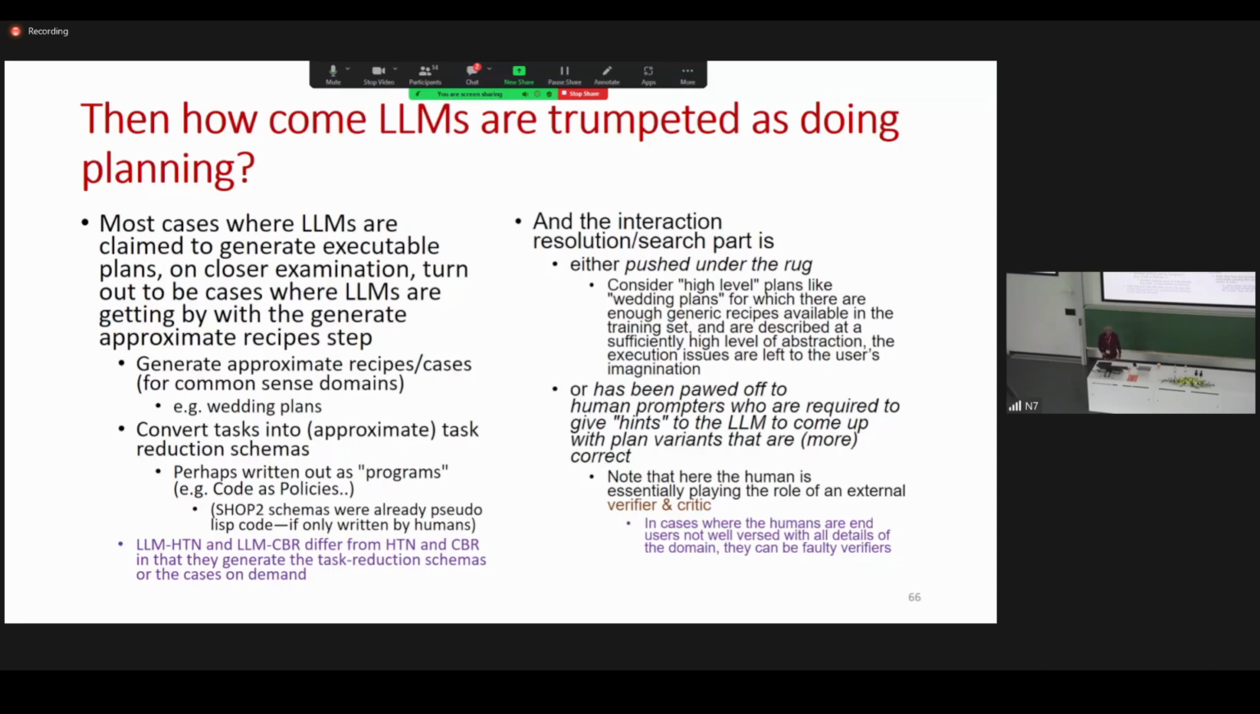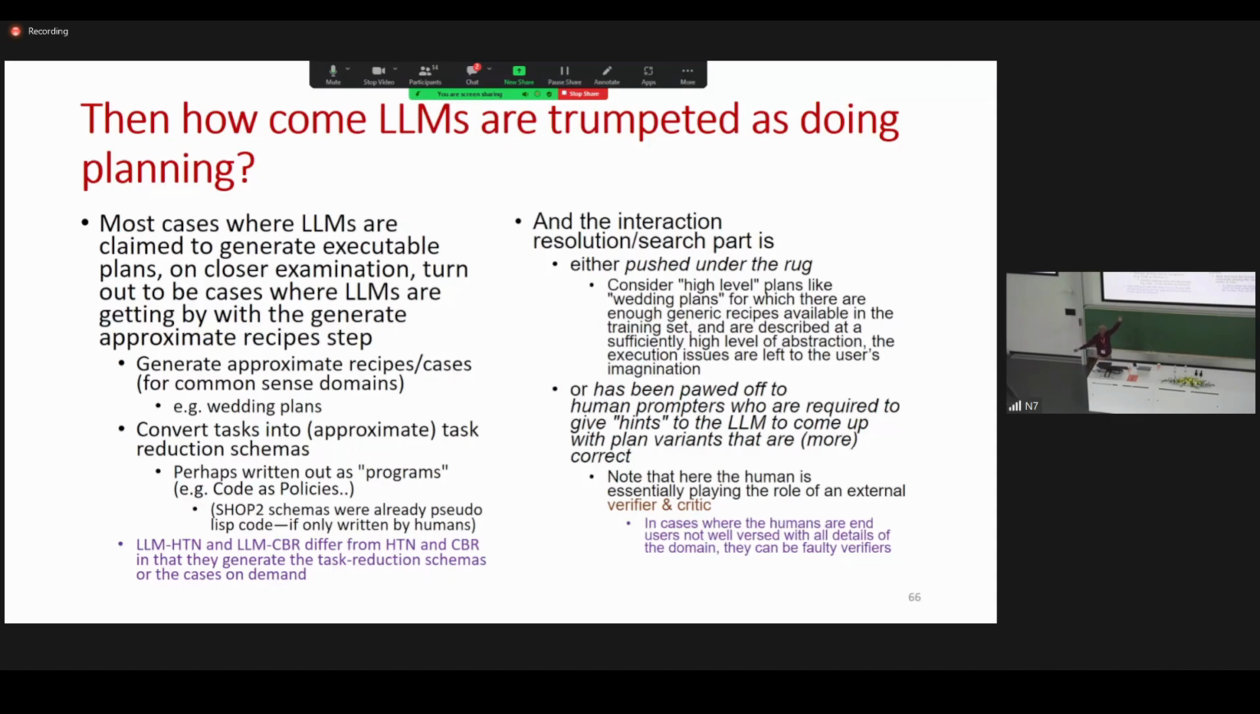Okay. And the interaction resolution and search part is either pushed under the rug. That means, consider high-level plans like wedding plans. You don't know that just because a plan can be written down means that it can actually be executed. There are all sorts of interactions that have to be handled in concretizing the plan. At a high level, everything is doable.